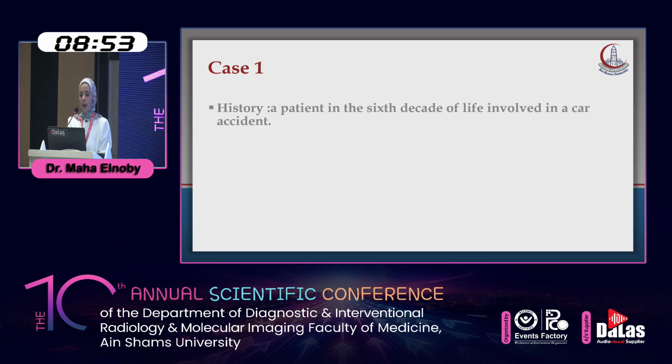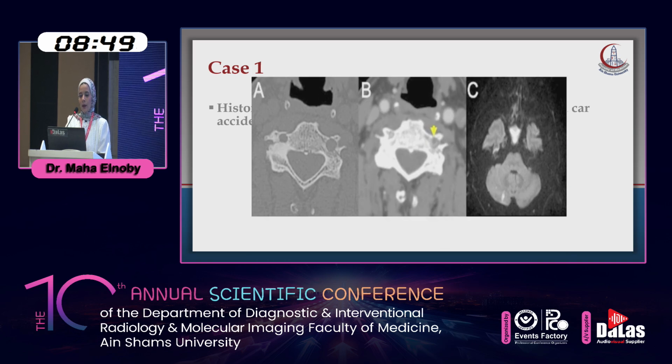Case number 1: history of a patient in the 6th decade of life involved in a car accident. Here we see a non-contrast CT with bilateral fractures of the lateral mass of cervical vertebrae with involvement of the transverse foramina. On CT angiography, the right vertebral artery is normal, while the left vertebral artery shows lack of opacification with luminal narrowing of more than 25%, which means grade 2 on the Denver scale.